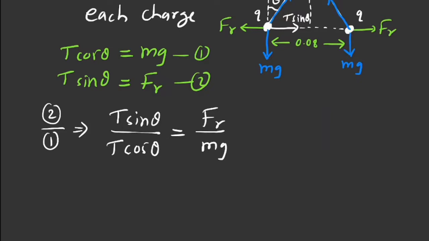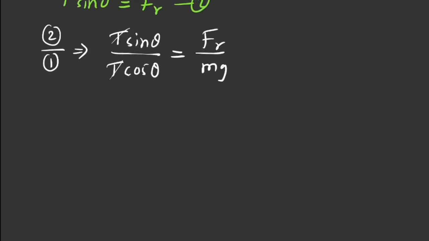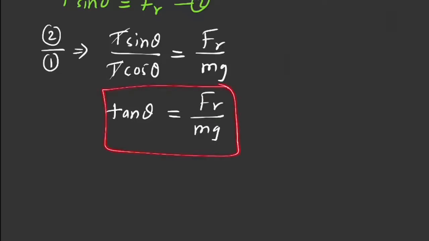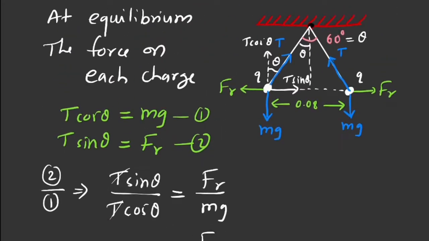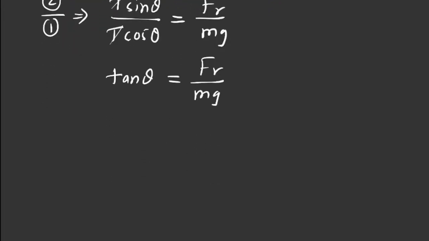Now what happens here? Here T got cancelled, and sin theta by cos theta becomes tan theta. Tan theta is equal to Fr divided by mg. That's it. Now from this relation we can calculate the charge on each pith ball. I hope you got the entire situation here. Okay, now let us put the values here.